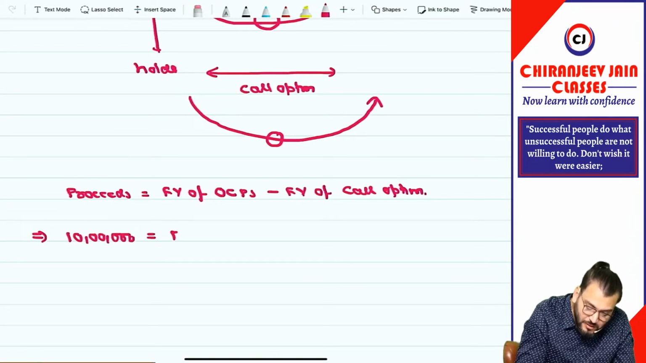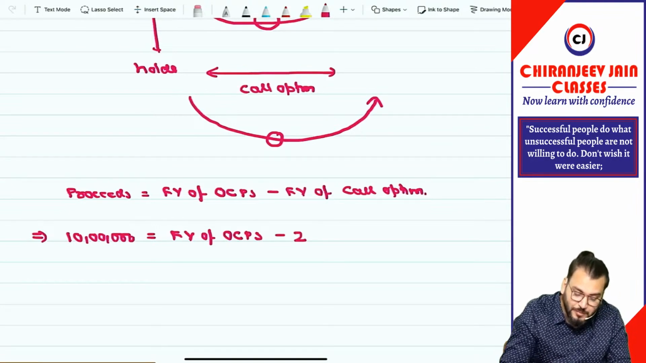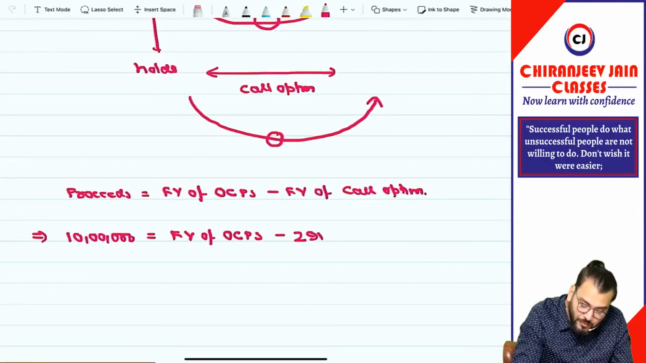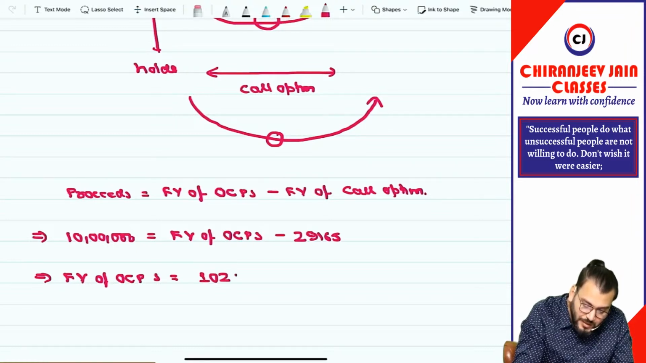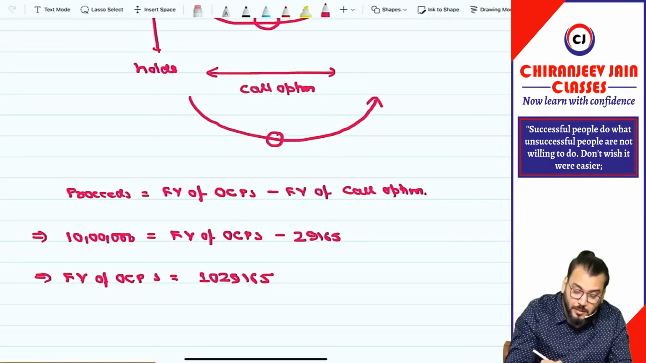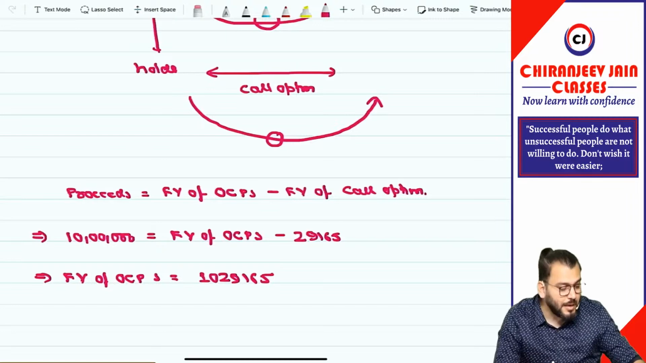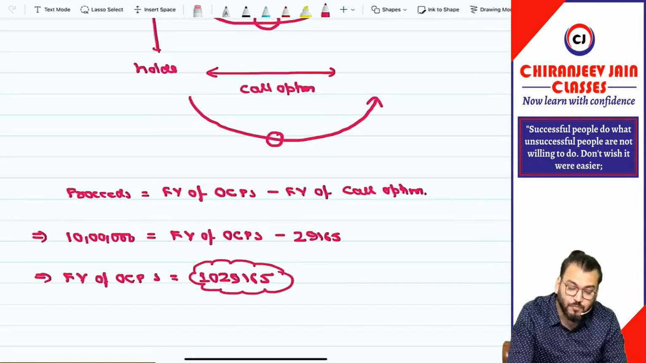Can I say this is not given? Fair value of optionally convertible preference shares is not given, but fair value of call option has been given. That is how much? This is given, 29,165. It means can I say what is the fair value of optionally convertible preference shares? That is equal to 10 lakh plus 29,165. So that becomes 10 lakh 29,165. Have you understood this part? Now can I say this? If you have understood, this is nothing but a compound financial instrument.